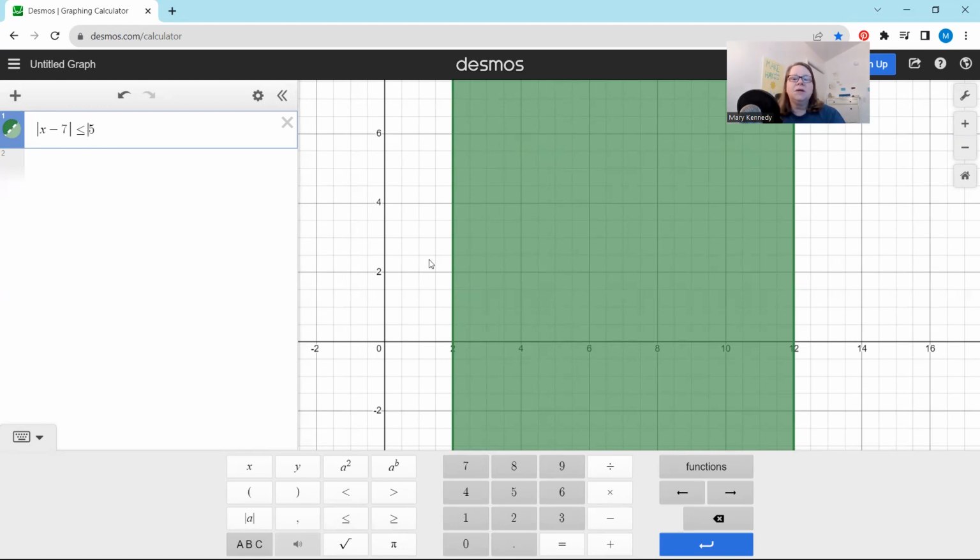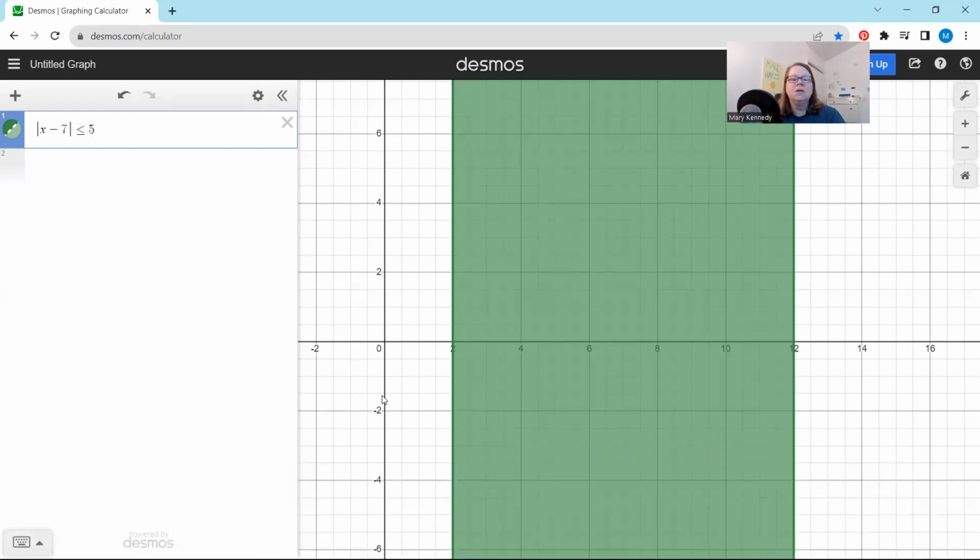All right. So how do we use these numbers or this graph? Let me minimize that part. So I can notice a couple of things here. I can see that it's crossing at 2 and it's crossing at 12. I see that it is a solid line at both. That's because of the less than or equal to part. It's saying it includes 2 and it includes 12.